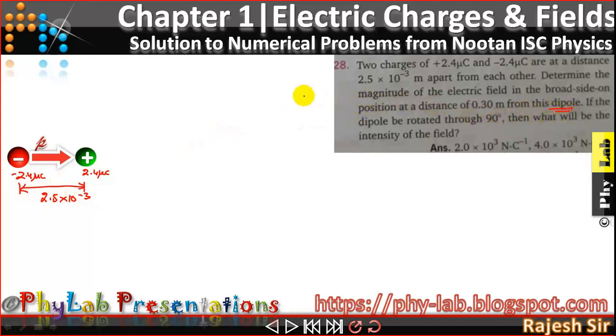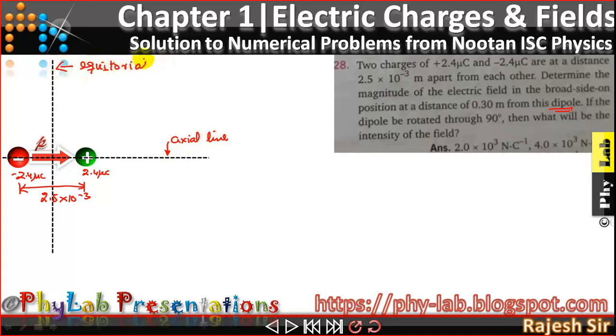And what we need to do is determine the electric field in the broadside on position of the electric dipole at a distance of 0.30 meter from the dipole. So friends, the line which runs parallel to the dipole axis is called the axial line, whereas the line which divides the dipole axis perpendicularly into two parts is called the equatorial line. If you do not know what these terms stand for, I will ask you to click on the right top hand corner and watch the video.